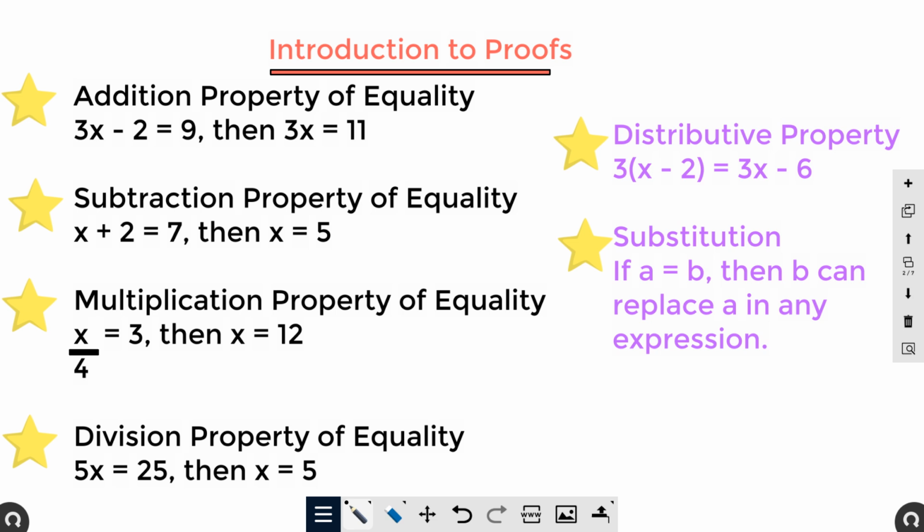Distributive property, you guys probably already know, but you can put that on a separate index card, and substitution can be a separate index card as well. So right here's your first 3 index cards.